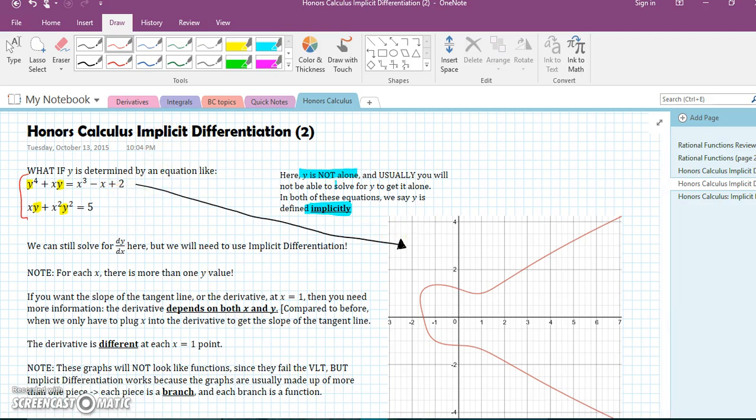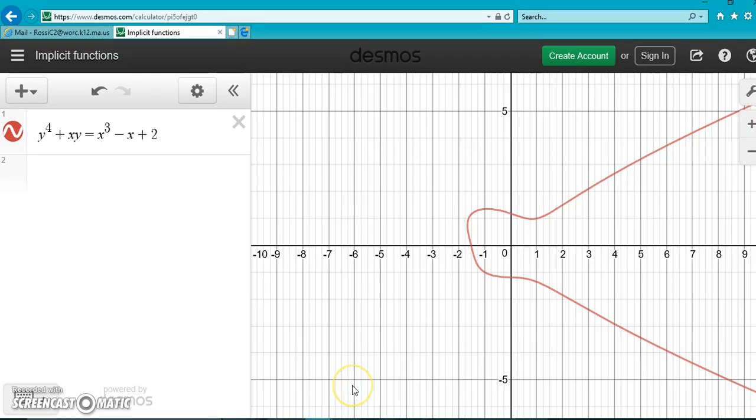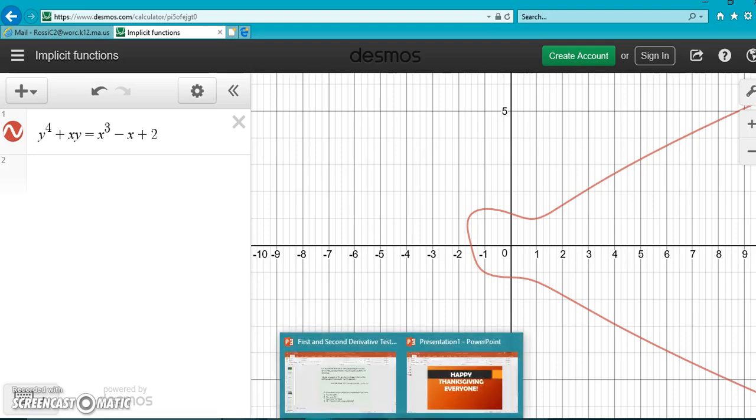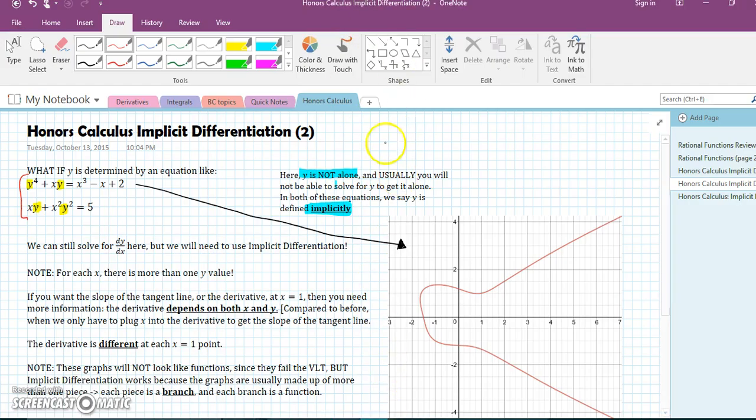And Desmos actually has this really cool thing where you can graph implicit functions. So you can type things where x's and y's are mixed together, and they look like this. And this here is definitely not a function because it fails the vertical line test. If I wanted to do the vertical line test, every vertical line hits the graph in more than 1 point, basically 2 points almost everywhere. So it's not a function.